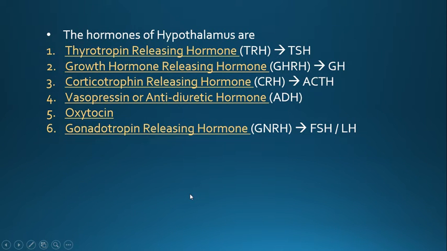The hormones that are released by the hypothalamus are thyrotropin releasing hormone, which acts on the thyroid stimulating hormone; the growth hormone releasing hormone, which acts on the growth hormone; the corticotropin releasing hormone, which acts on the adrenocorticotropic hormone; vasopressin, which is also called antidiuretic hormone; oxytocin; and gonadotropin releasing hormone, which acts on follicle stimulating hormone and luteinizing hormone. These hormones basically influence or stimulate the release of TSH, GH, ACTH, and FSH or LH from the anterior pituitary gland.